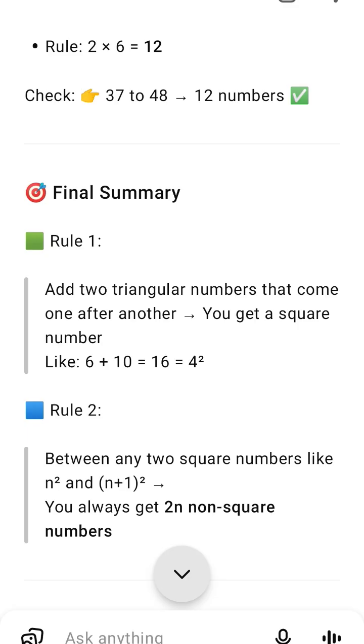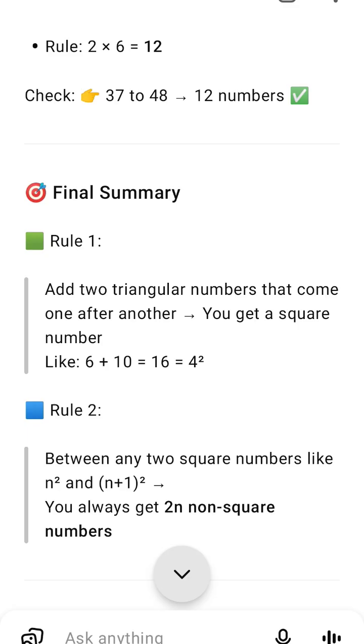Let's check this rule. Example 1. Between 5 squared and 6 squared, 5 squared equals 25 and 6 squared equals 36. The rule says 2 times 5 comes to 10 non-square numbers. Let's count. 26, 27, 28, 29, 30, 31, 32, 33, 34, 35. Yes, exactly 10. Example 2. Between 6 squared and 7 squared, 6 squared is 36, 7 squared equals 49. The rule says 2 times 6, 12. Check: 37 to 48, 12 numbers.